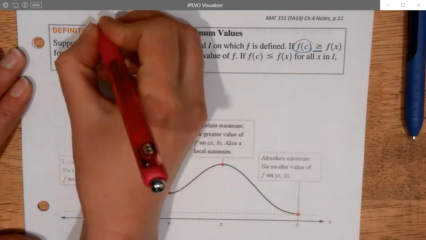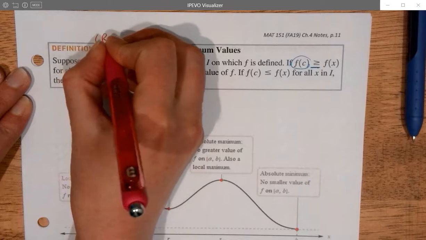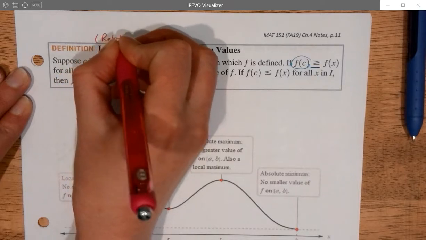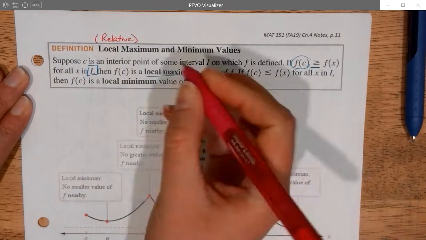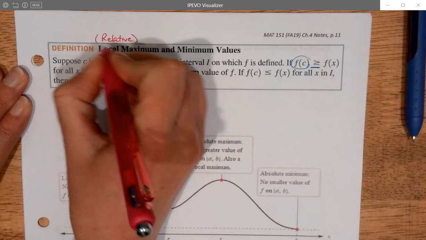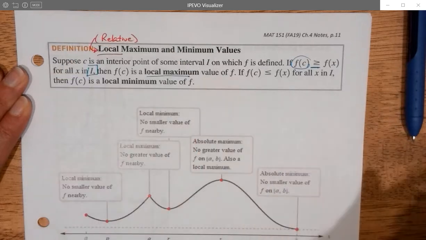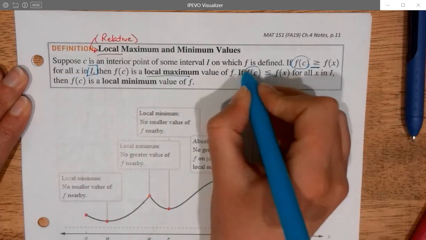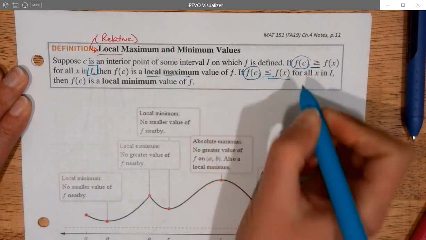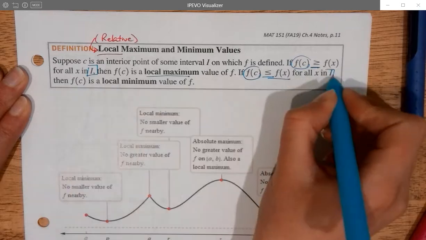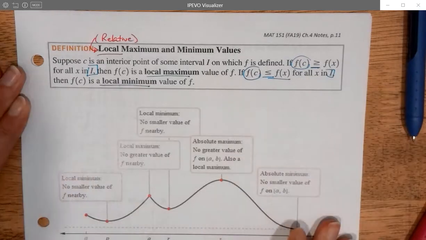Local also are called relative extrema. So it can be a local or relative extrema. Same thing for the minima. It's just that y value needs to be less than all other y values on an interval. Then it's a local minimum.